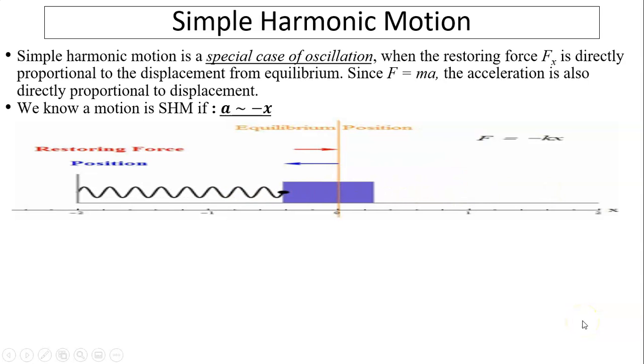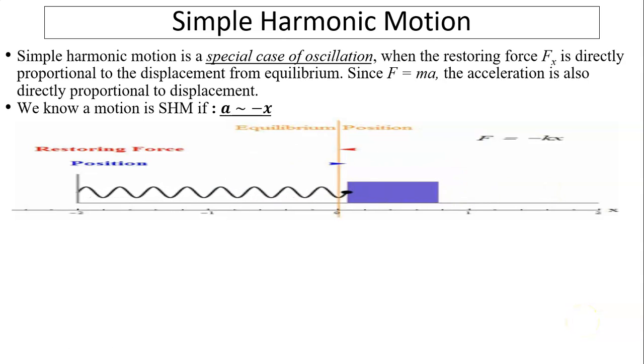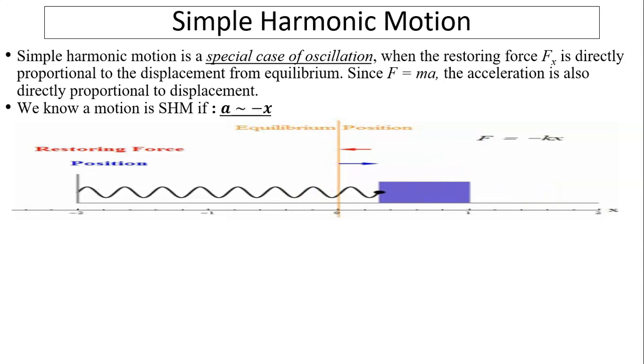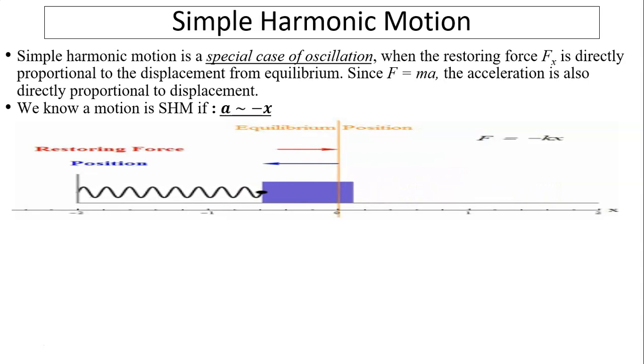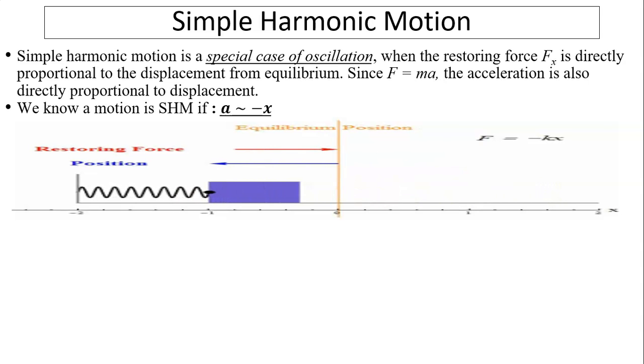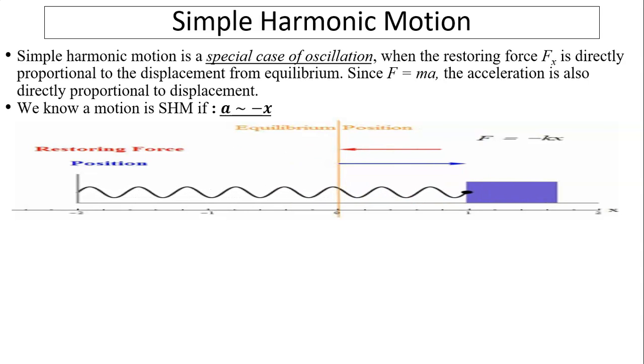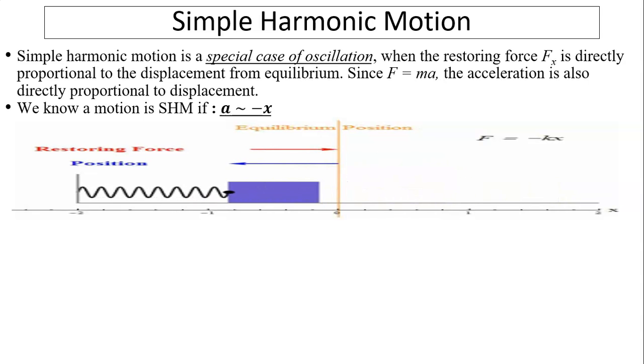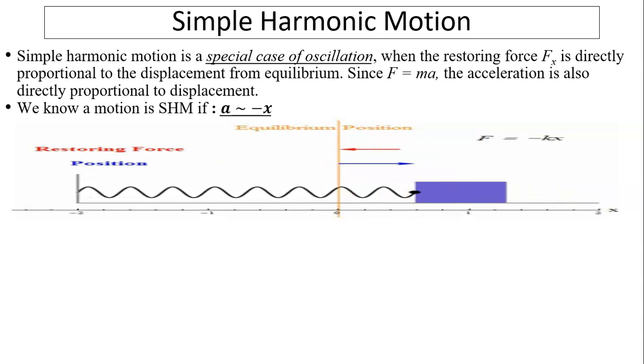Simple harmonic motion is a special case of oscillation, when the restoring force Fx is directly proportional to the displacement from equilibrium. Since F equals ma, that means acceleration is also directly proportional to displacement. We know a motion is simple harmonic motion if a is proportional to negative x.